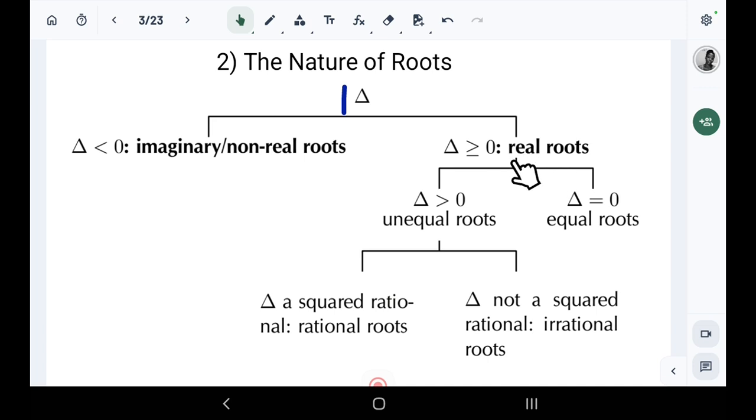Now, what happens when your roots are real? In other words, your discriminant is either 0 or bigger than 0, a positive number. Then you take it a step further. You determine whether these real roots are equal or unequal.